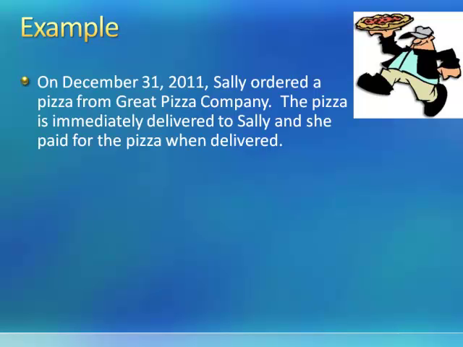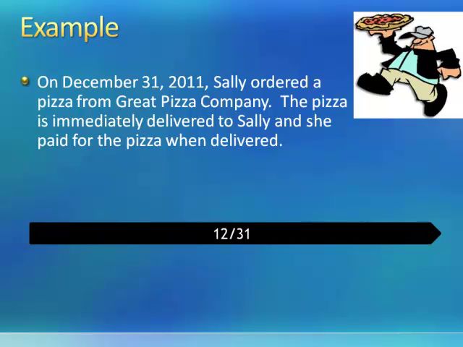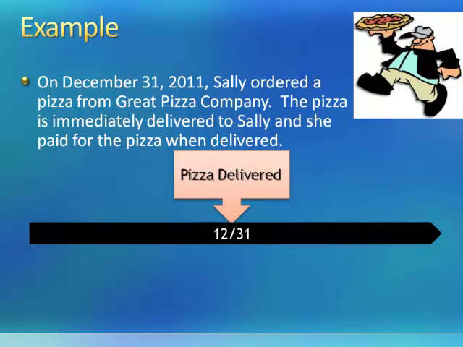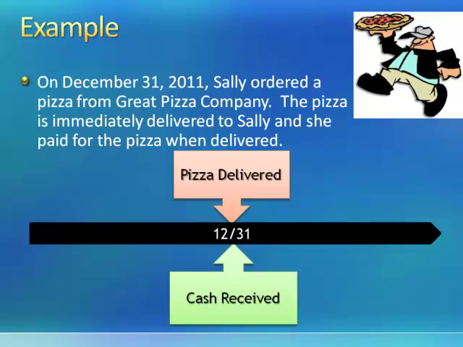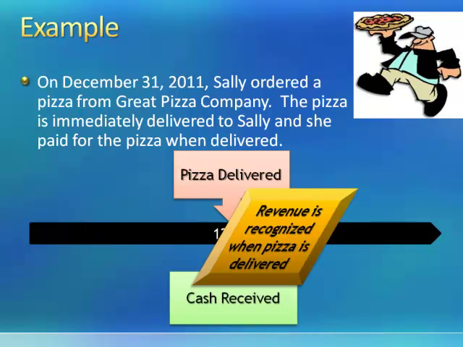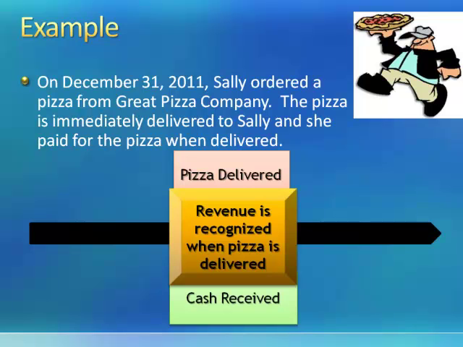So let's take a look at an example. On December 31st, 2011, Sally ordered a pizza from Great Pizza Company. The pizza is immediately delivered to Sally, and she paid for the pizza when it was delivered. So if we take a look at our timeline, what happened on December 31st? The pizza was delivered and cash was received. We know that revenue is recognized when the pizza is delivered.